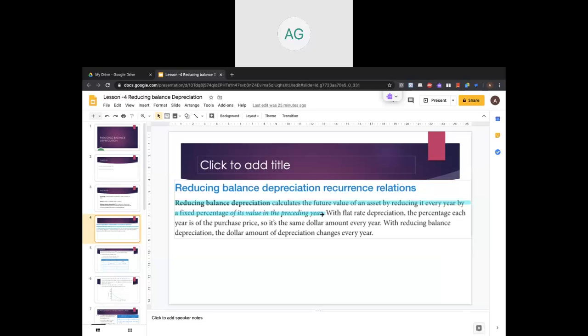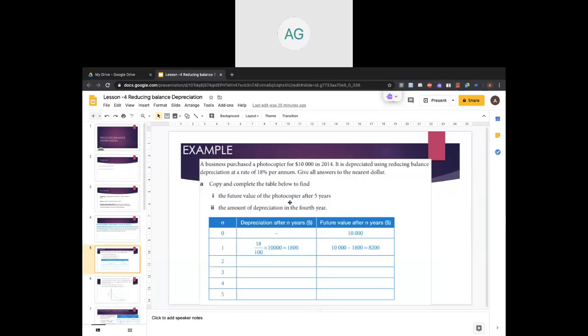If you look at this example, a business purchased a photocopier for $10,000 in 2014. It is depreciated using reducing balance depreciation at a rate of 18% per annum. Give all answers to the nearest dollar. You need to complete that table. The purchase price was $10,000, and the depreciation rate is 18%.